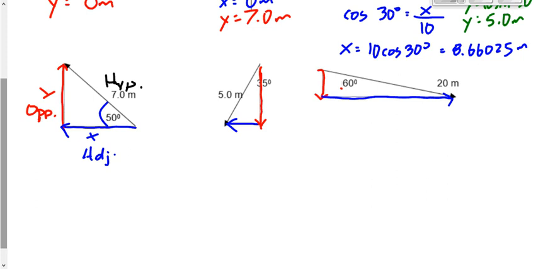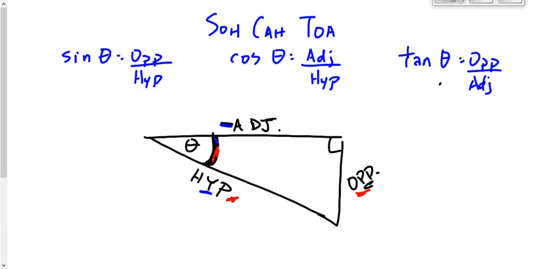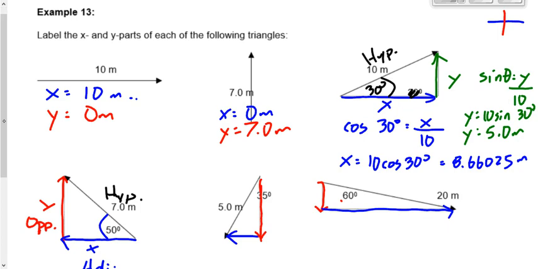Let's say we're looking for the x component here. X component is adjacent. We already have hypotenuse. Adjacent, hypotenuse, theta. Then adjacent, hypotenuse and theta goes with which trig function? Adjacent, hypotenuse and theta. Cosine, yeah. Let's say cosine 50 degrees is equal to adjacent, which is x, over the hypotenuse, which is 7.